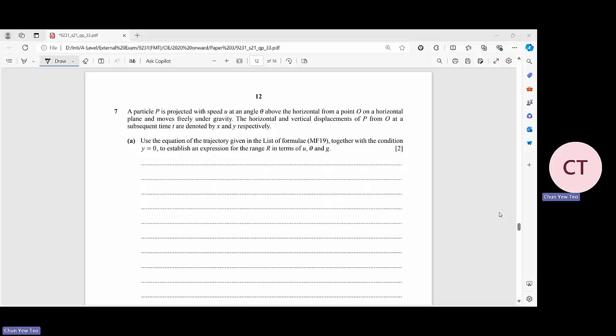Okay, now we take a look at question number 7. A particle P is projected with speed u at an angle theta above the horizontal from a point O on the horizontal plane and moves freely under gravity. The horizontal and vertical displacements of P from O at the subsequent time t are denoted by x and y respectively. Use the equation of trajectory in the formula booklet MF9 together with the condition y equal to 0 to establish the range in terms of u, theta, and g.